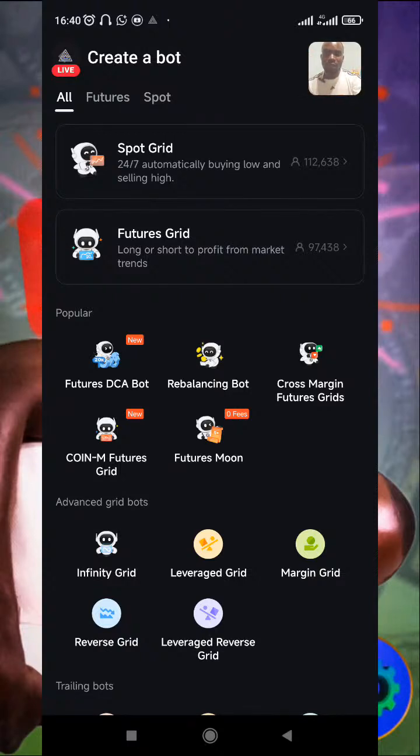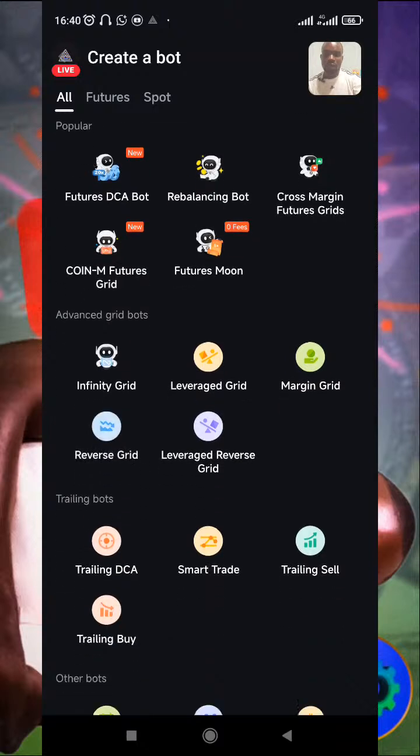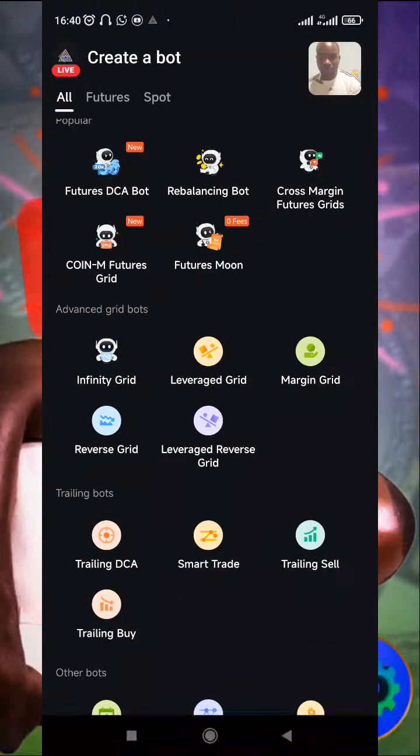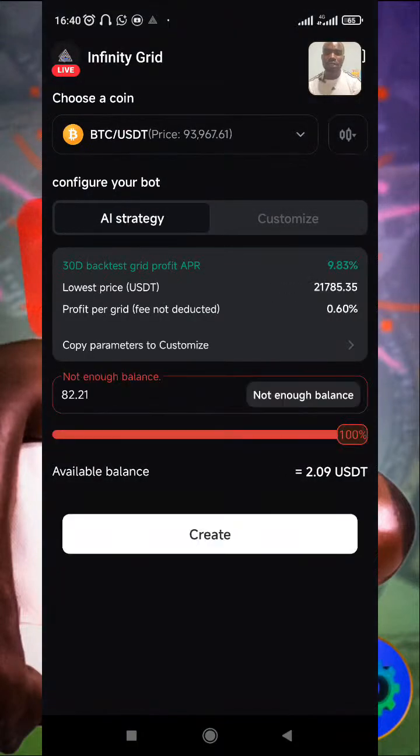So you can see here under the popular bots, you have the futures DCA bot, which is the dollar cost average bot, then the rebalancing, and then there are the advanced grid bots. The first one is the Infinity Grid Bot. This is what we want to put our main focus on. With this grid bot, we'll be in a position to catch the trend. And now when you click it here, we have our pair here, BTC/USDT. What this bot does is it will ride that trend.